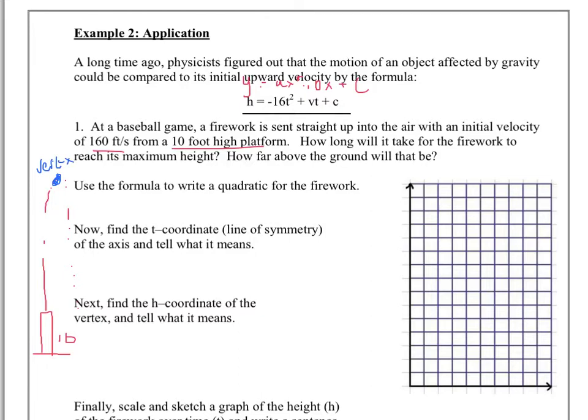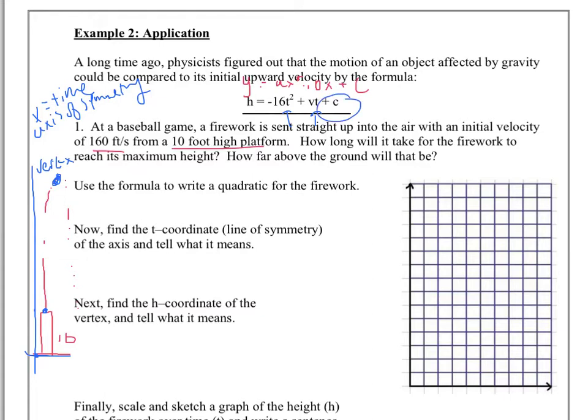So time in our equation, t, is the x value. So x is going to be our time, and we know that x is the axis of symmetry. There's one other piece of information that I know. It started off from a 10-foot high platform. So if we think of this as a coordinate plane, we're starting out at 0 when y is at 10. So our y-intercept, which is c, is going to be replaced by 10.